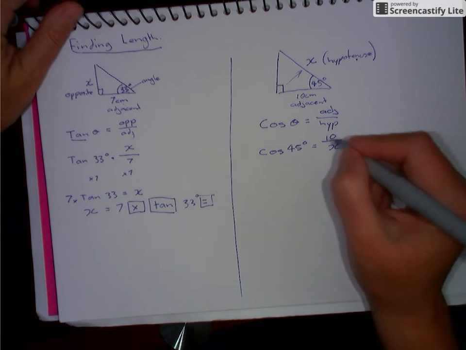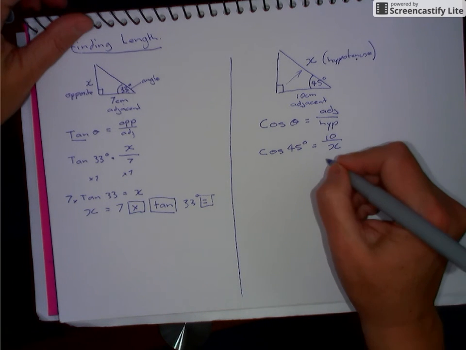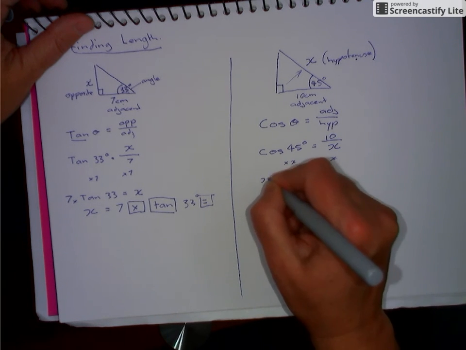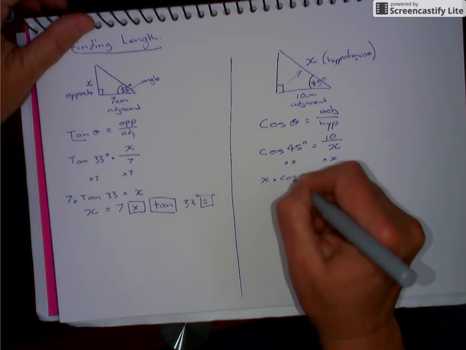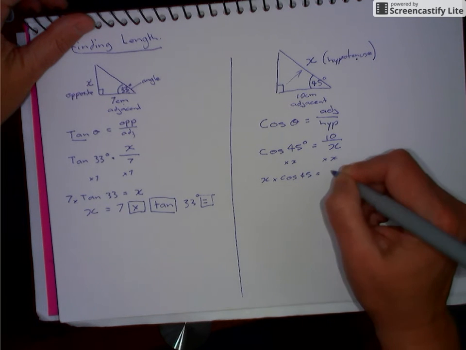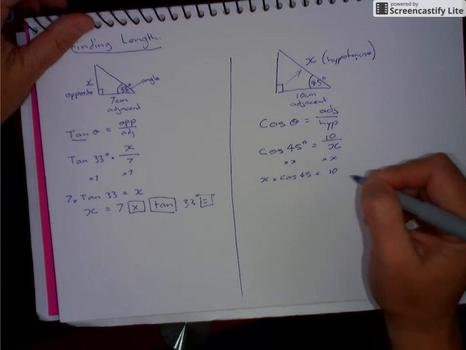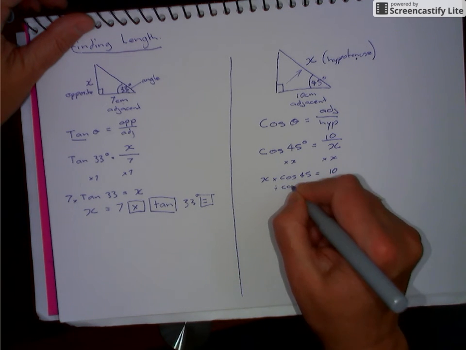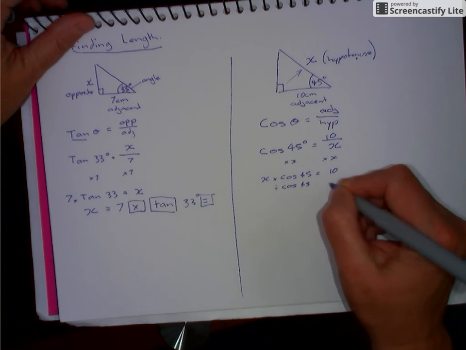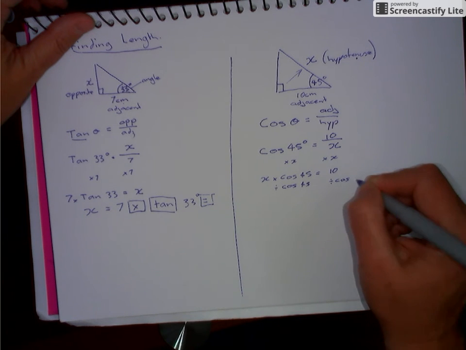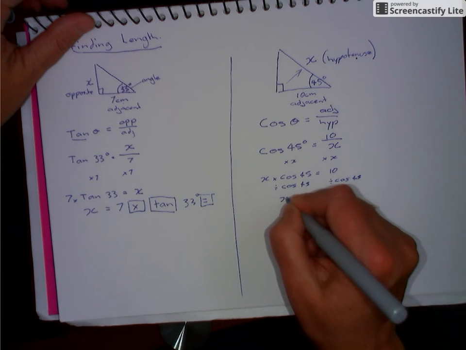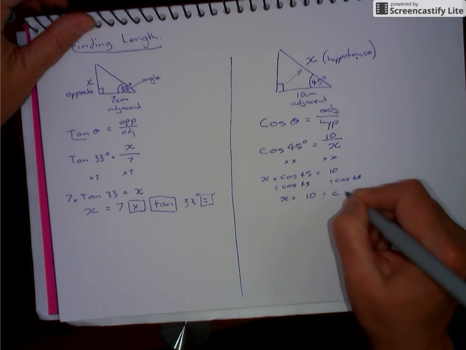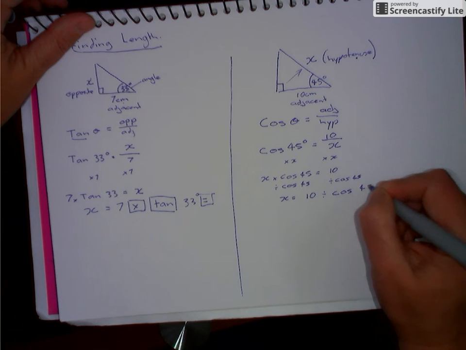We rearrange this formula so that we get the x on its own. We multiply both sides by x. So we get x times cos 45 equals 10. We still have the x with the cos 45, so we divide both sides by cos 45. So x is equal to 10 divided by cos 45.